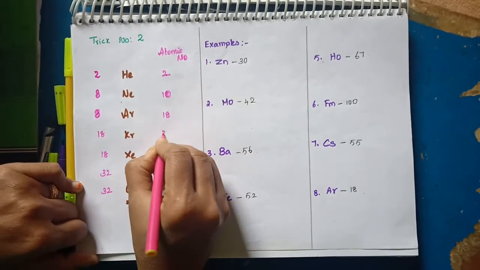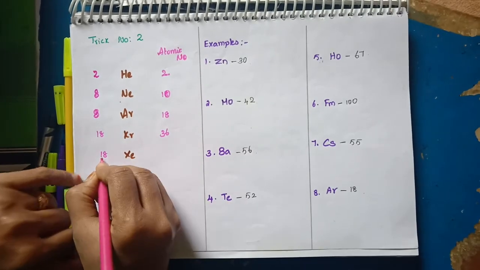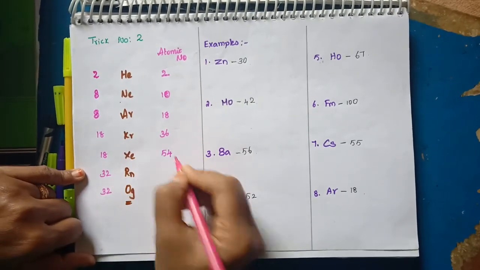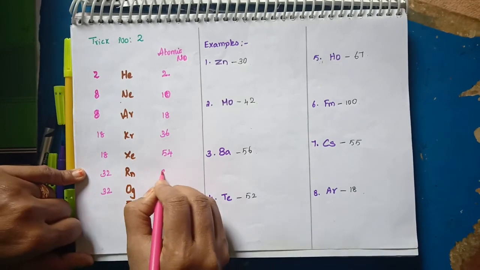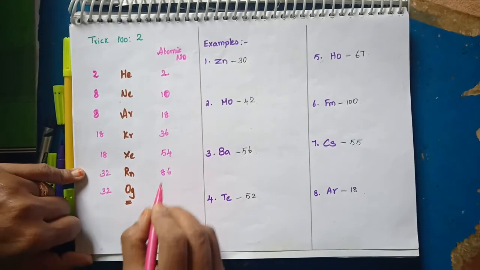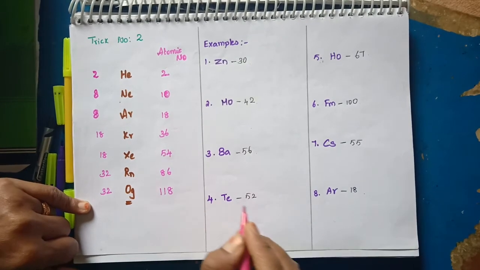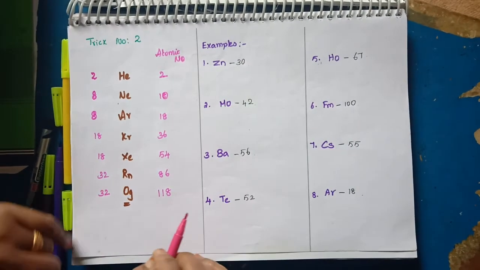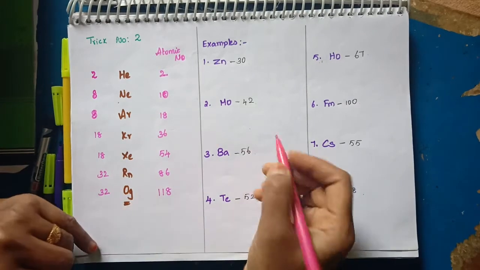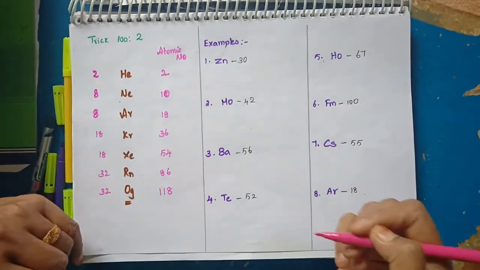18 plus 18 is 36. 36 plus 18 is 54. 54 plus 32 is 86. 86 plus 32 is 118. See, the periodic table itself is over. Now we can apply this trick to these elements. We will see the examples.